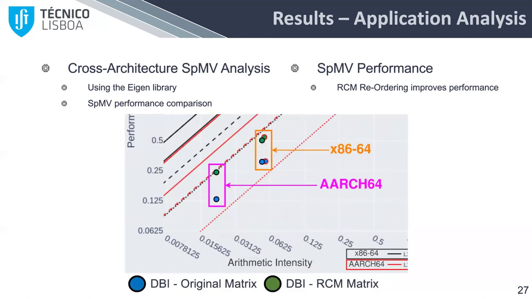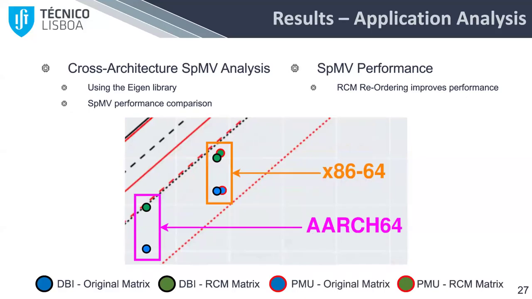So now, looking more into the performance difference between the original matrix in blue and the RCM matrix in green, we can see, like we just saw here in my laptop too, that the RCM reordering almost doubled the gigaflop performance of the SPMV execution.